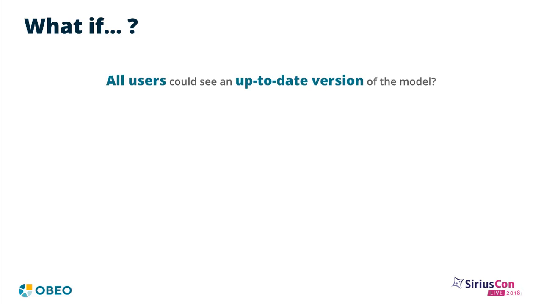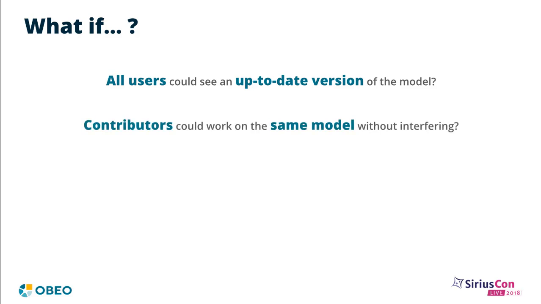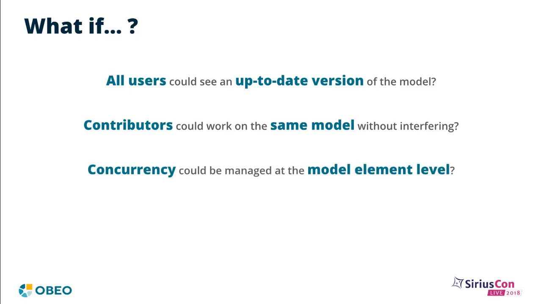So we can see that none of these 3 strategies is satisfactory to collaborate efficiently and fluently on the same model. Because what we would like is a solution where all users could see an up-to-date version of the same model, where the contributors could work on the same model without interfering, where the concurrency could be managed at the model element level and not on fragments, and only one user should copy the versioning system only when it is necessary.